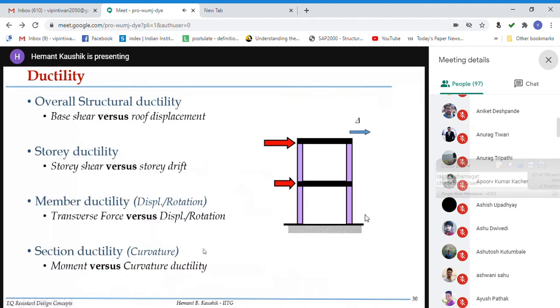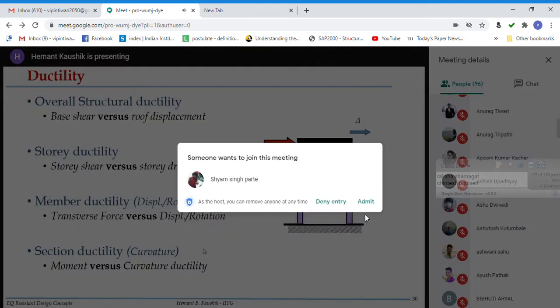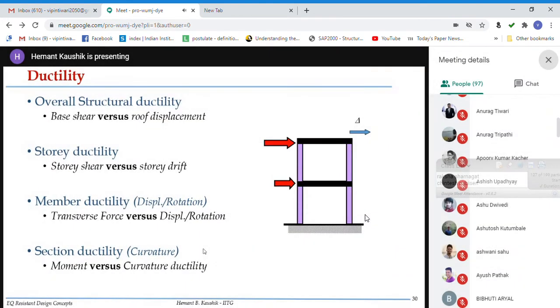Okay. So then for the overall structural ductility, we have the base shear versus roof displacement. From that you can even calculate the story ductility from the story shear versus story drift. The member ductility, displacement or rotation, you can calculate from transverse force versus displacement or rotation of that member. And you can also calculate the section ductility, the curvature ductility, from moment versus curvature. So all these terms are important in seismic design, because starting from the section design, you have to go for structural design.